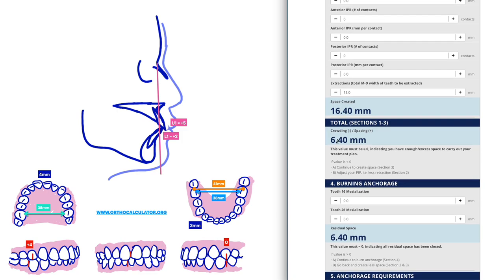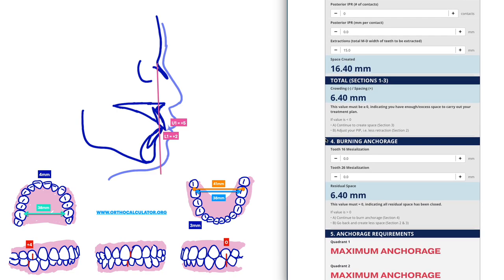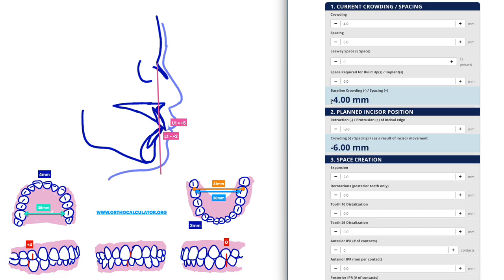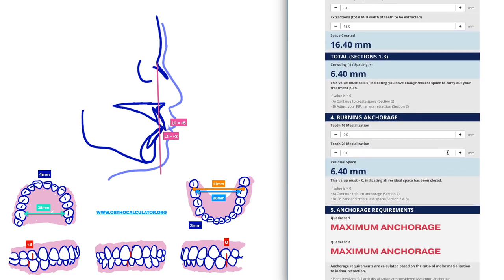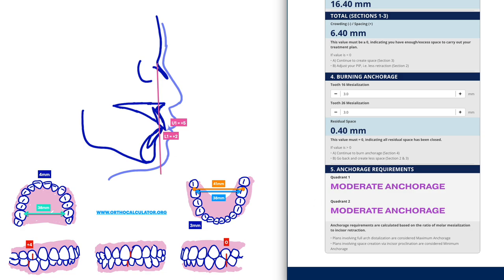We had about 6.5 millimeters of crowding. Sorry, my fault. We had 10 millimeters of crowding. We created 16 millimeters of space. We have about 6.5 left over. So we need to burn anchorage in the upper to bring the residual space down to 0. So let's say we do 3 and 3. Pretty close. So our anchorage requirements are moderate in the upper. So that works out really nicely.